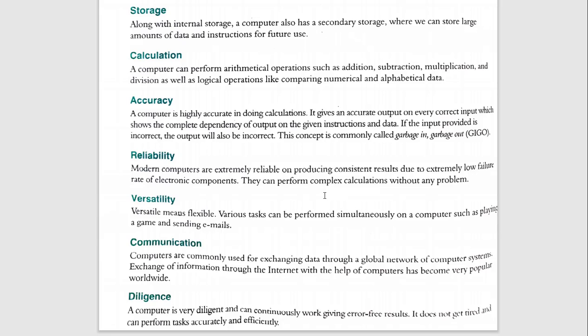Then we come to the storage. The storage is that area, children, where we store the instructions or the data. Alright, along with internal storage, a computer also has a secondary storage where we can store large amounts of data and instructions for future use. Your hard disk is an example of that. Whatever operating system you're having, it goes there and sits in the hard disk or the hard drive. And similarly, all the programs which you use, it could be Google Chrome, it could be Microsoft Word or something, right? All these programs are stored in the hard disk.